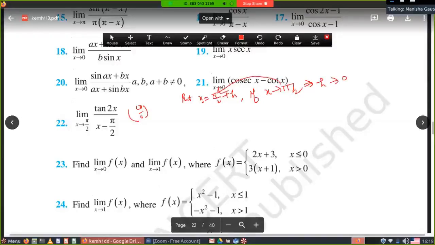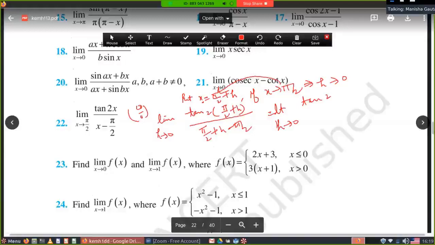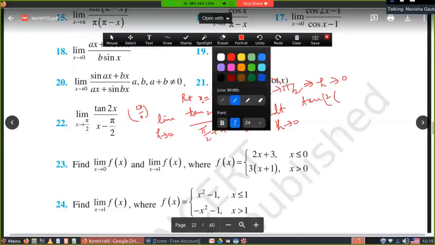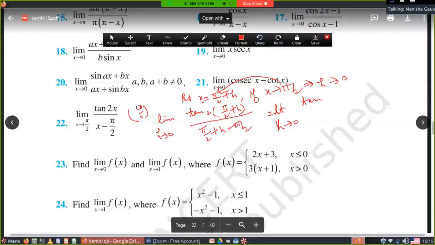You can solve it by putting the value of x is equal to pi by 2. You will get h is equal to 0, which means tending towards 0. So the question becomes limit h tends to 0 tangent 2 into x, which is pi by 2 plus h, upon pi by 2 plus h minus pi by 2. The question is limit h tends to 0 tangent 2 into, you can multiply by this 2. When you are multiplying by 2, you are getting pi plus 2h. Upon this is cancelled and this is h.